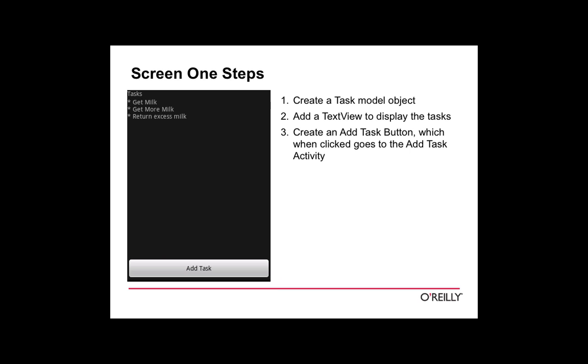So the steps we need to go through are, we're going to add a task model object, which is what we'll use to keep track of each individual task, and we'll have a list of those that the task manager will display and the add task screen will add to. And then we'll put a text view in the middle of this screen, and we'll add an add task button and listen for when that gets clicked, and then go to the add task activity. So for this first step, besides the different layout, it's pretty similar to what we did last week. So that's a good place to start with something we're kind of familiar with.